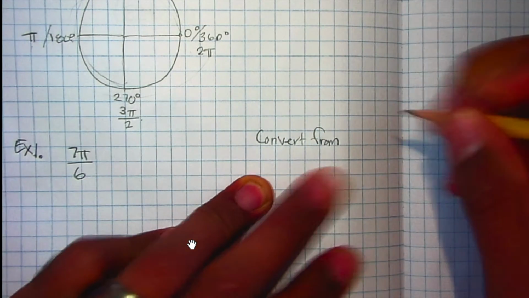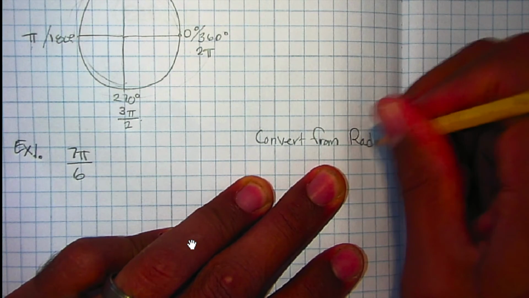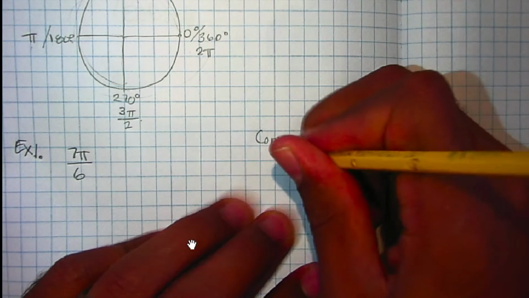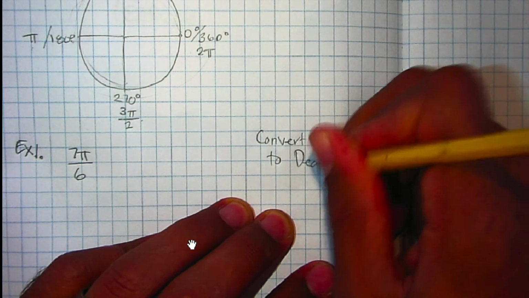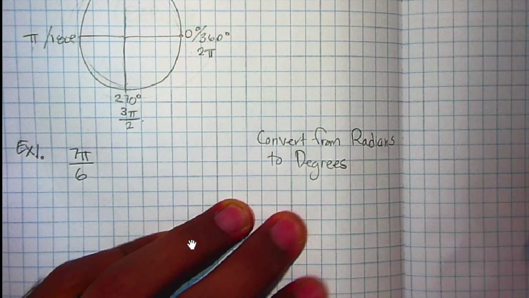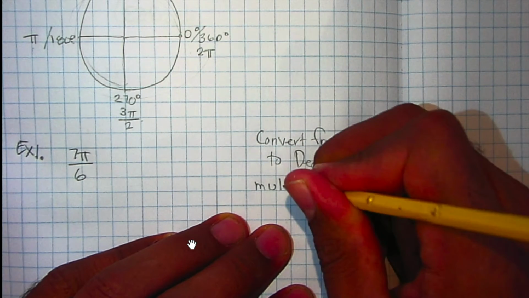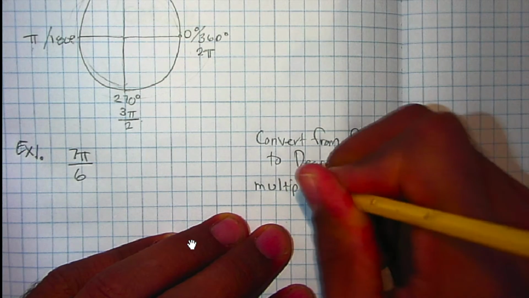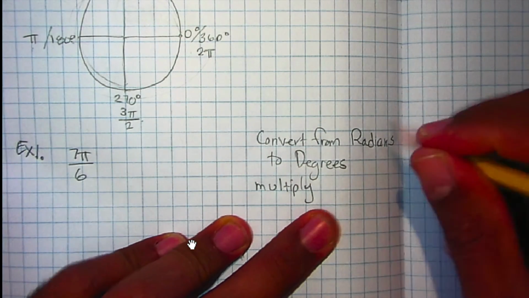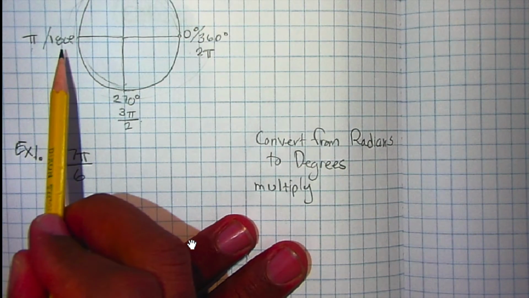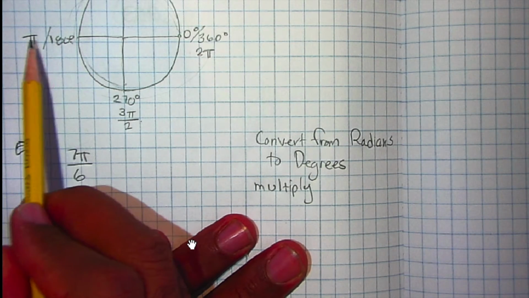from radians to degrees, you're going to multiply the ratio that we know, which is that for every 180 degrees, that's 1 pi.